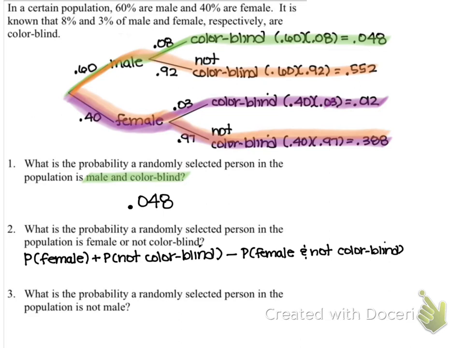So in this case, probability of female, well, probability of female is the purple branches. So if we have all the purple branches, we would have 0.012 and 0.388. So female itself, 0.012 plus 0.388, plus probability of not colorblind. Well, probability of not colorblind are my orange branches. So that's 0.552 plus 0.388.